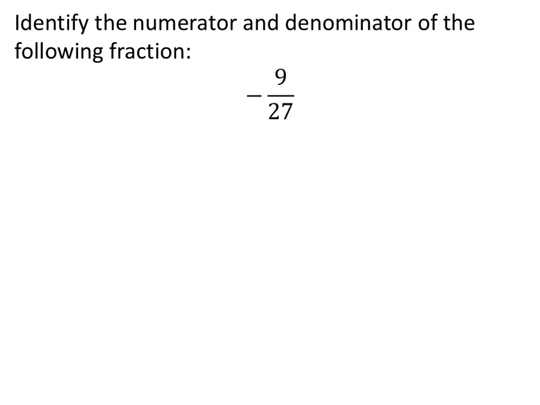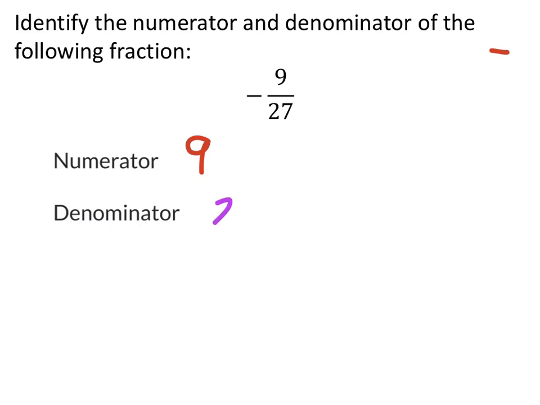So for this problem, identify the numerator and denominator of the following fraction. And this one is a little bit tricky. Alright, so if we were to look at this problem, just kind of immediately we would say, well, maybe the numerator is 9. And this is commonly what's put in there. You've got a numerator of 9 and a denominator of 27, right? Well, the question is, this negative here in the problem, where does that go? Does it go with the numerator or denominator?